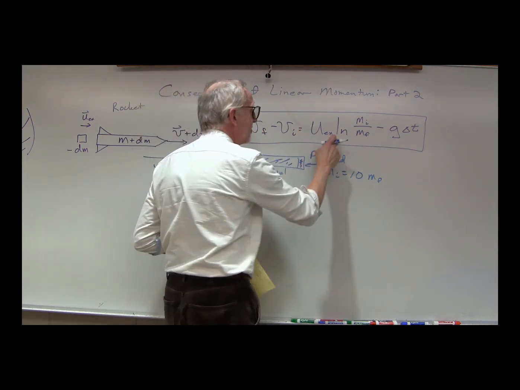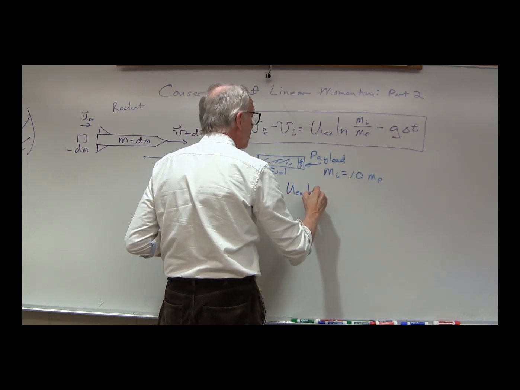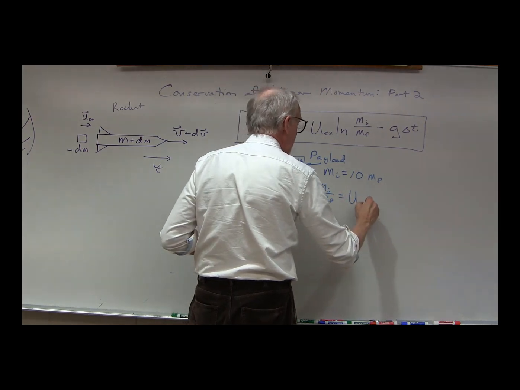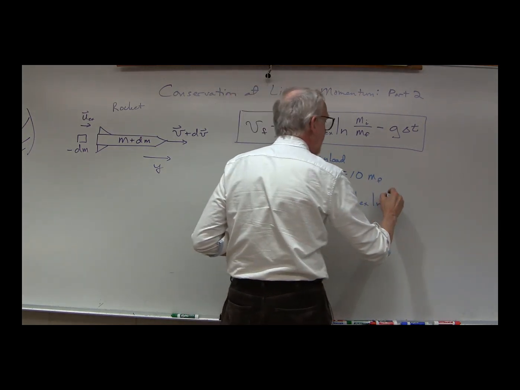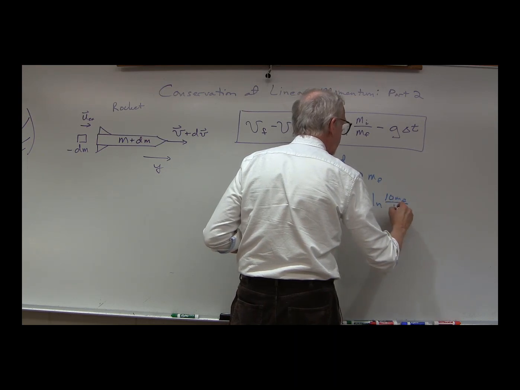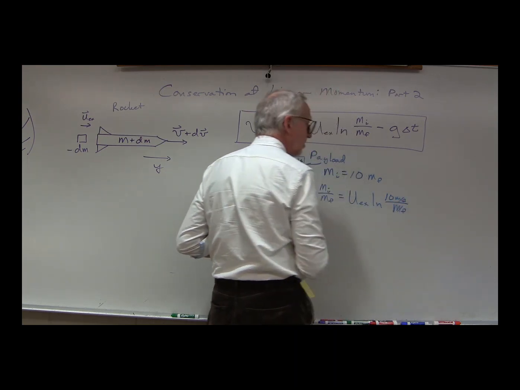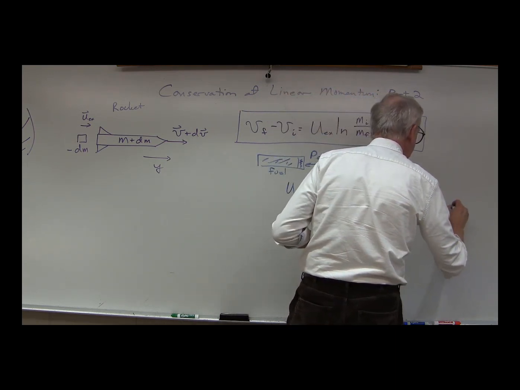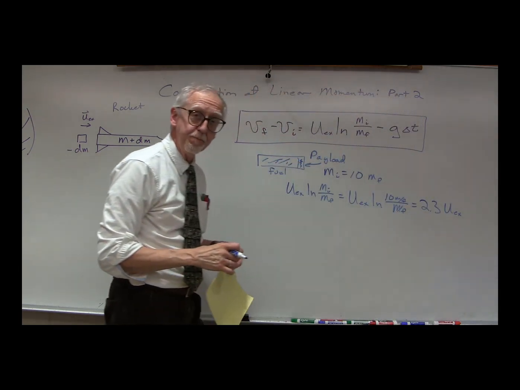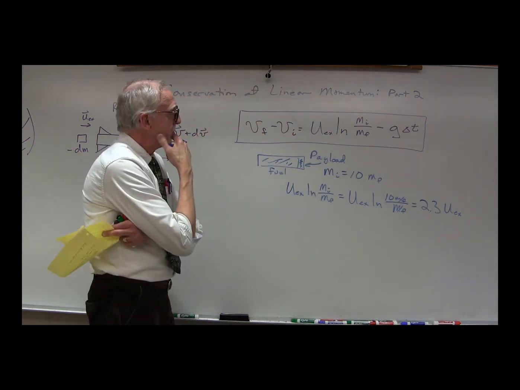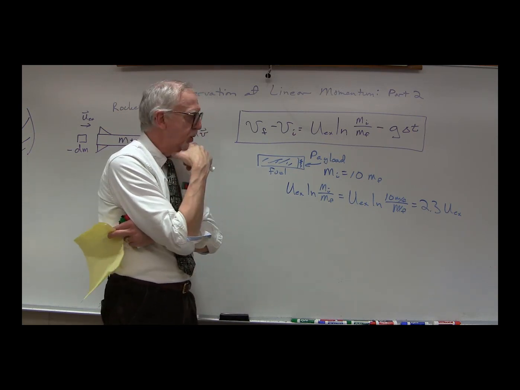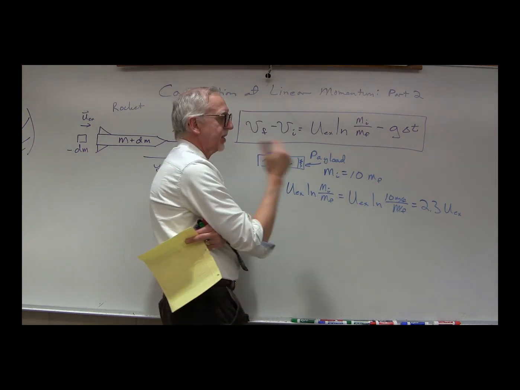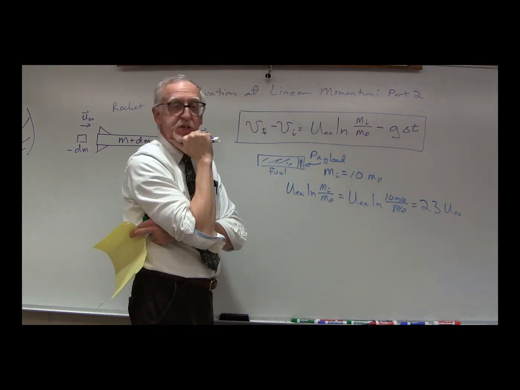So what do we get? Well, this term here, ux log of mass initial over mass final, will be ux log of 10 mass final over mass final, which is log of 10, which gives us 2.3 times the exhaust velocity. So if we use up 90% of the rocket as fuel, we will end up with a final speed of 2.3 times the exhaust velocity, minus the g times delta t.